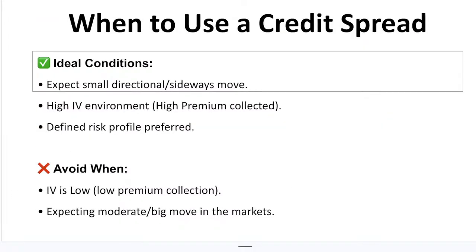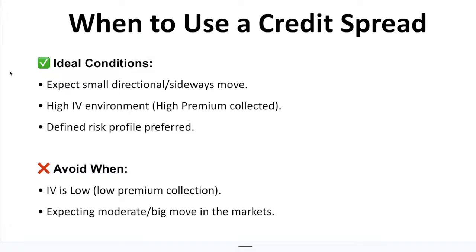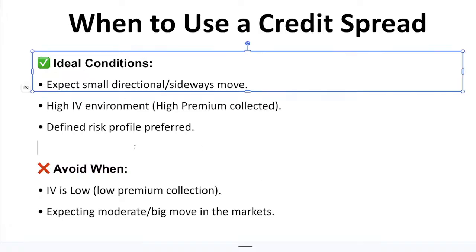Okay, so when to use a credit spread? The ideal condition will be small directional or sideways movement in a high IV environment. It can be before earnings or post earnings, after a heavy sell off or whatever. News-driven events create a lot of IV, or when the price moves violently, they also create a very high IV environment. That will give you a high premium collection. So a defined risk profile is preferred.